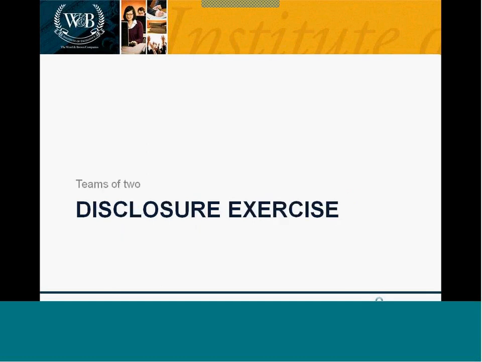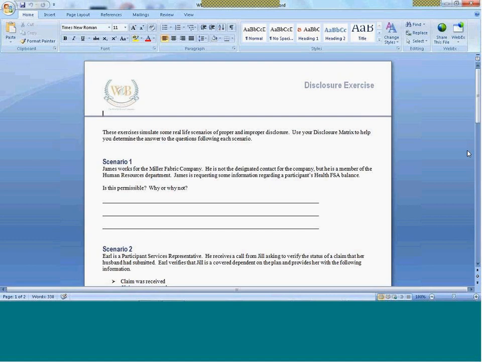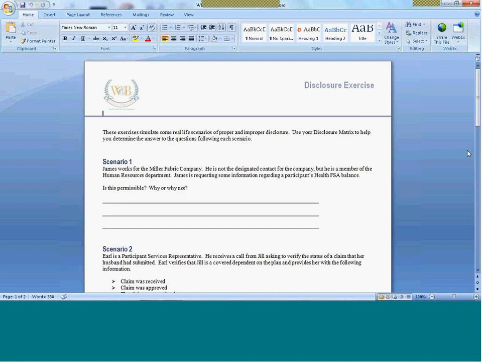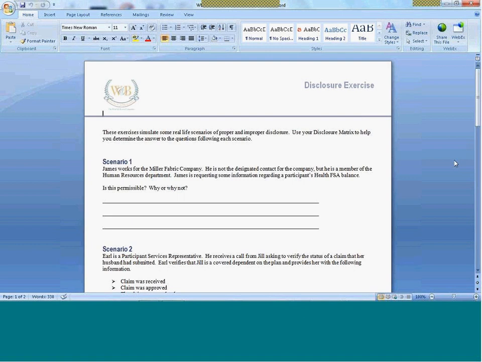All right, now you should have a form, and I'm going to actually take a PowerPoint here for a second. You should have a form that looks like this with you folks. It's an exercise. What I'd like all of you to do is break up into pairs of two, discuss, and utilize the disclosure matrix that was also handed out, hopefully. Go ahead and fill in these blanks on these four scenarios, and then we'll talk about this together in about 5 minutes.